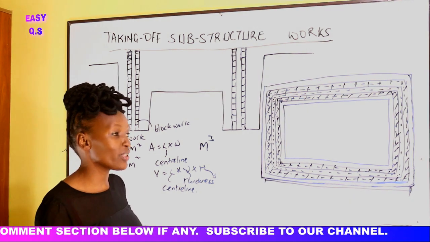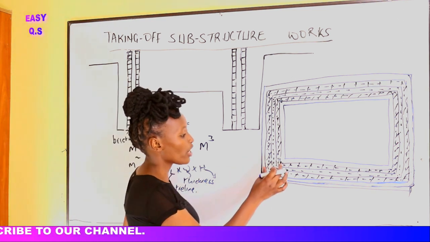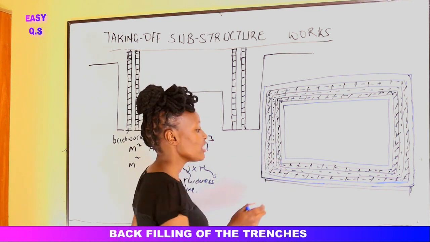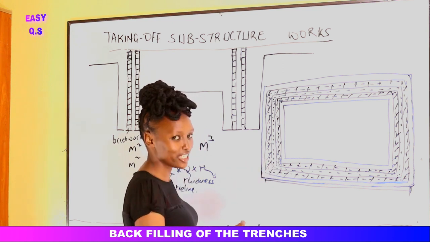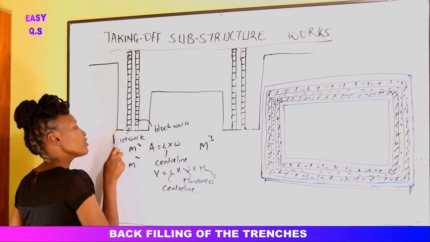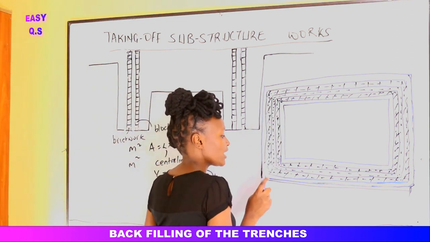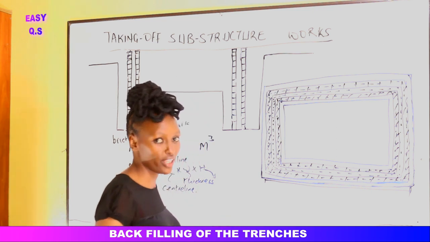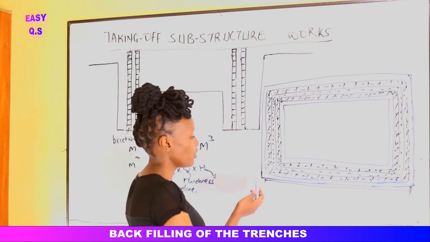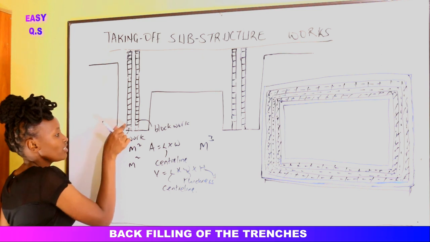Okay, so the next item that we shall deal with is backfilling of the trenches. I see that we have a cavity wall here. We have said this is the brickwork outside, then we have the blockwork, then we have the cavity inside. We have the foundation spread on both sides. On the plan, this will be the foundation spread on the outside, and this will be the foundation spread on the inside.